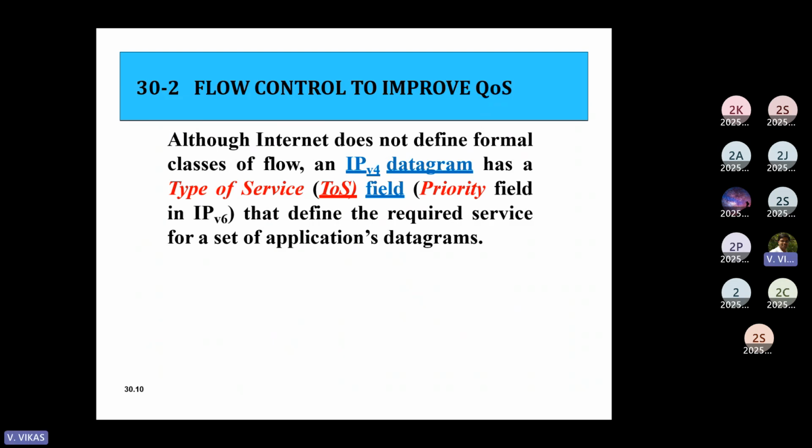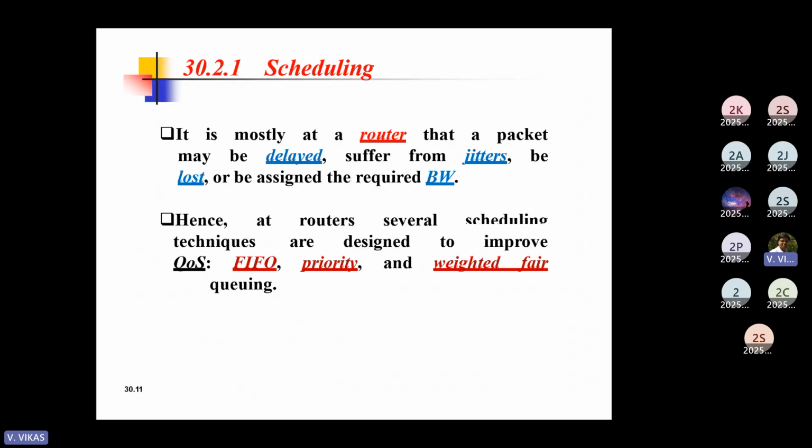Then let us see flow control mechanisms to improve quality of service. First thing we will be looking at is scheduling. Mostly at a router, whenever multiple packets are coming, a packet can be delayed, it may also experience jitter, and it may be discarded, or it may be assigned some bandwidth. So we see at routers different scheduling techniques which can improve quality of service. First we will look into FIFO.